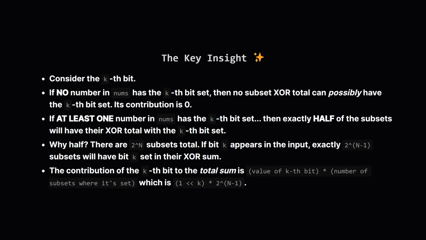Here's the really cool part. Let's focus on one specific bit position, say the kth bit, like the 2's place or the 4's place, etc. Now, if none of the original numbers in our input list nums have this kth bit turned on, well then it's impossible for the XOR sum of any subset to have that bit turned on, right? XORing a bunch of zeros at that position just gives 0.